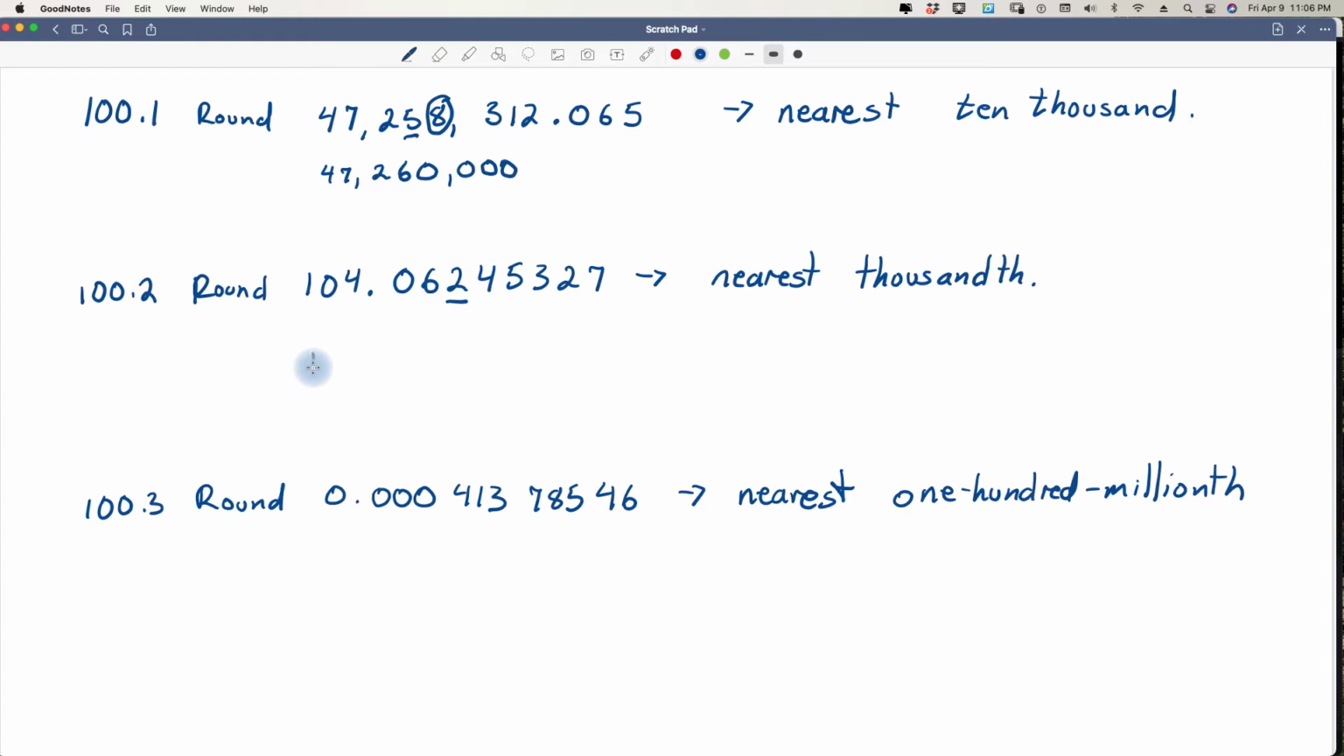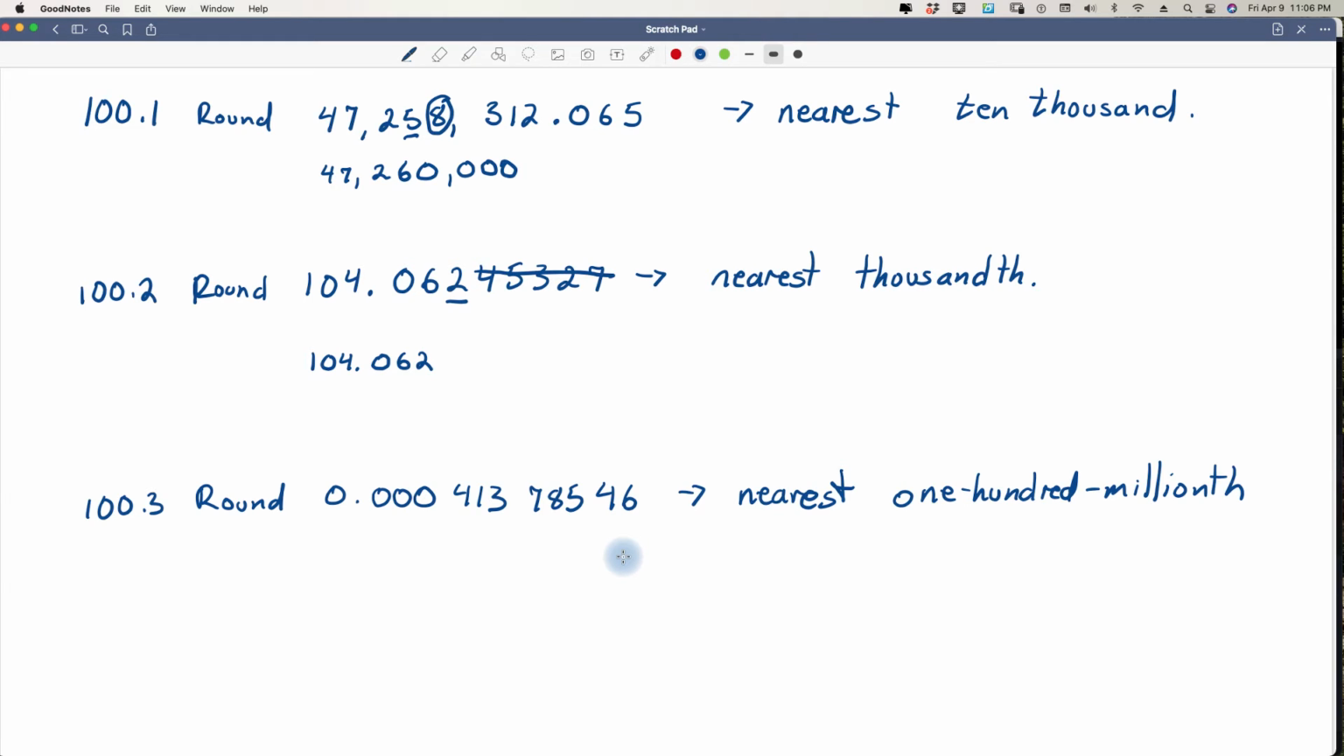So our answer results in 104.062. And we stop there because all of this goes away. We can't round it up, so it disappears. And this stays the same. All right, 100.3 says to round this big, huge decimal to the nearest 100 millionth.